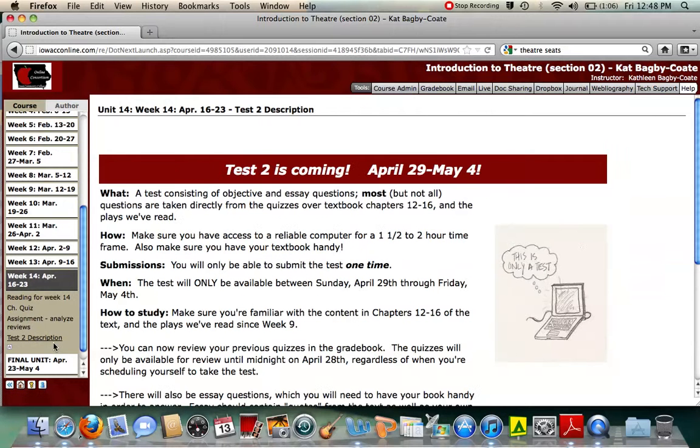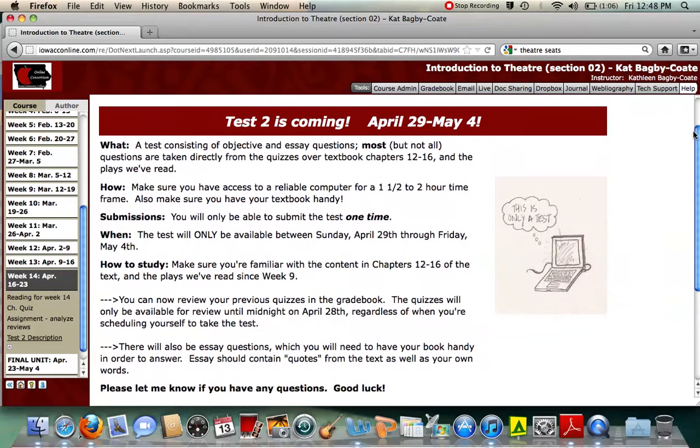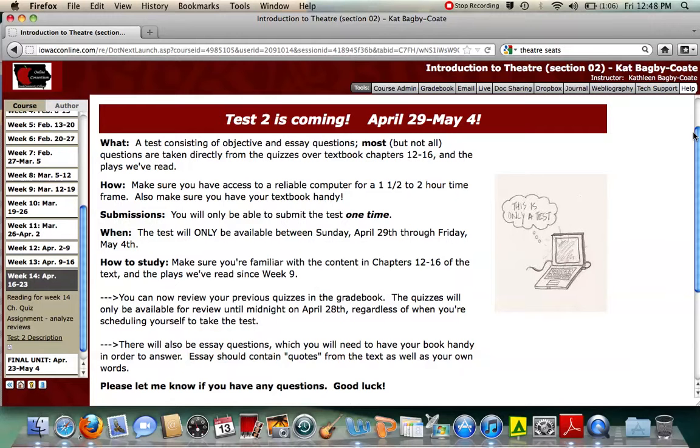I also want to point out the test 2 description, which I have here. Test 2 is coming up April 29th to May 4th. This is a little bit different schedule than you're used to. This is a Sunday through a Friday. Our course ends on a Friday. Usually you're used to Monday night deadlines, but I did incorporate a Sunday and a Monday into this time frame, which I know a lot of you like to do your work on those days.